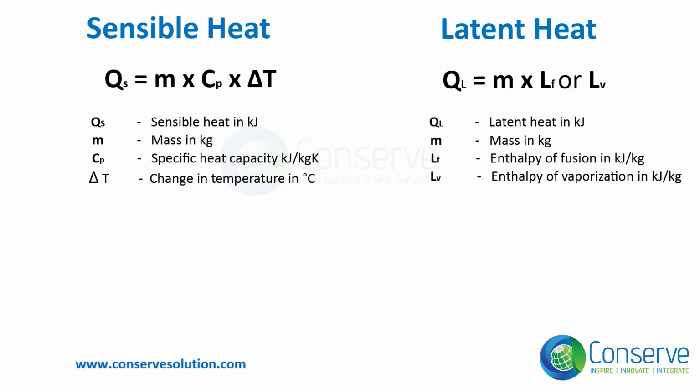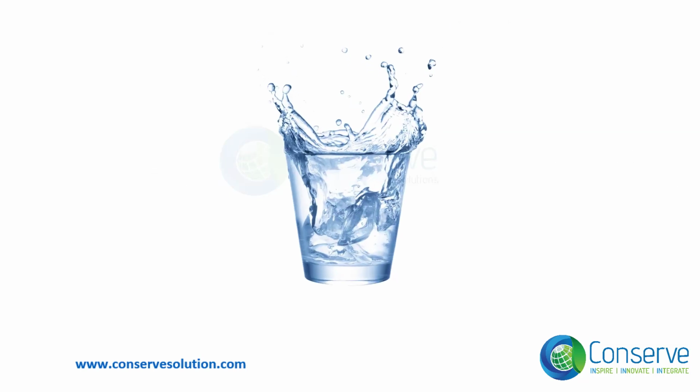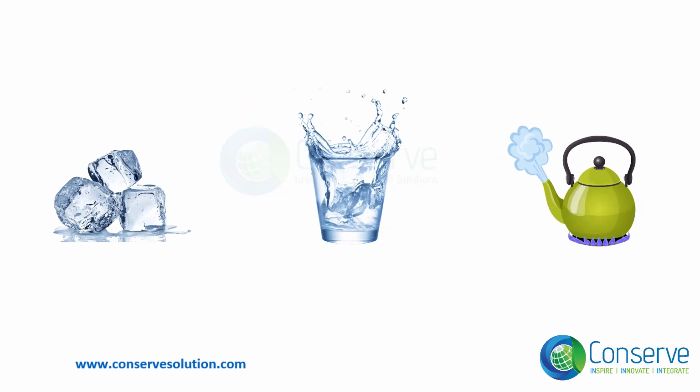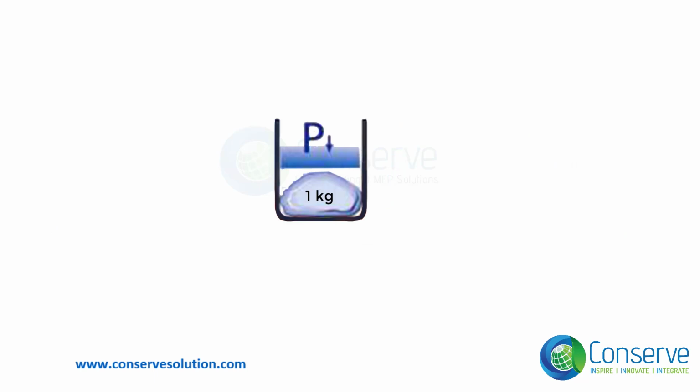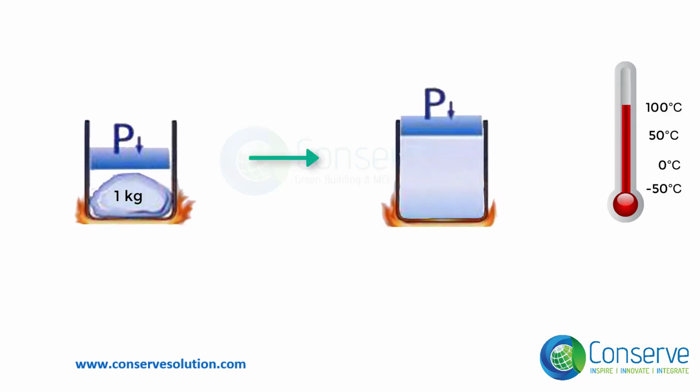Let us understand sensible and latent heat with a simple example. Water is a common material with three phases: ice, water and water vapor or steam. So let us use water as example. Consider 1 kg of ice at minus 50 degrees Celsius at atmospheric pressure. Let us see what happens when it is continuously heated at constant pressure from ice at minus 50 degrees Celsius to superheated steam at 150 degrees Celsius.